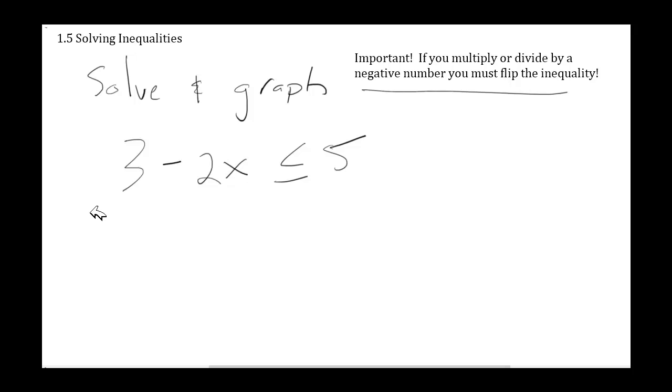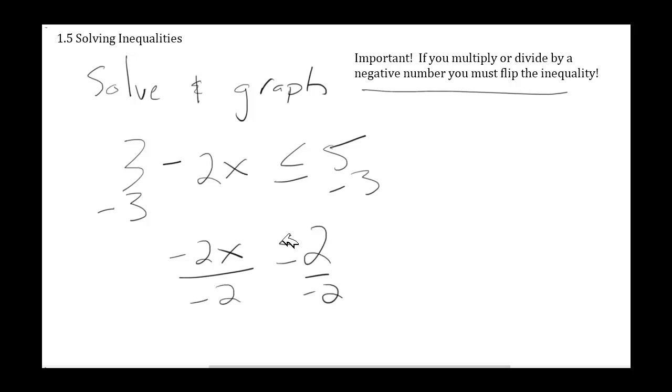So I want to get this x by itself. First thing I'm going to do is move the 3 over, and whatever I do to one side, I do to the other. And 5 take away 3 is 2. And here we don't flip because we're subtracting. It's only when you're multiplying or dividing. Last step, here I'm dividing by minus 2. And here I'm going to flip because I'm dividing by a negative number. So x is greater than or equal to minus 1.